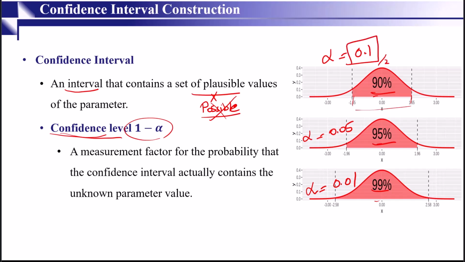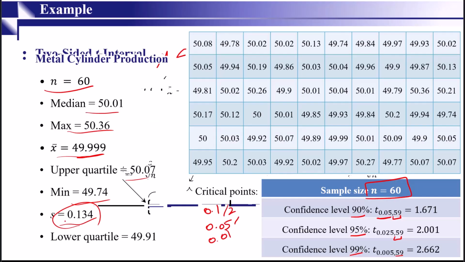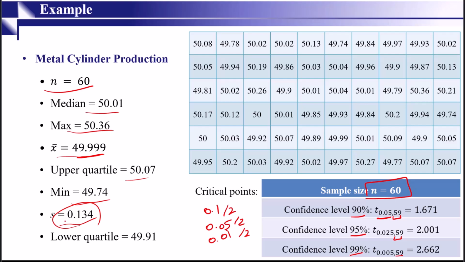And this one divided by 2. So these things divided by 2 is equal to 0.05, 0.025, and 0.005, and 59. So now the question is how to find this value.